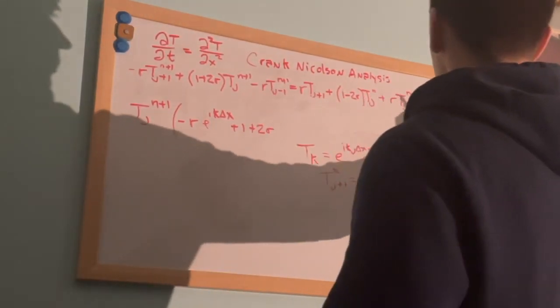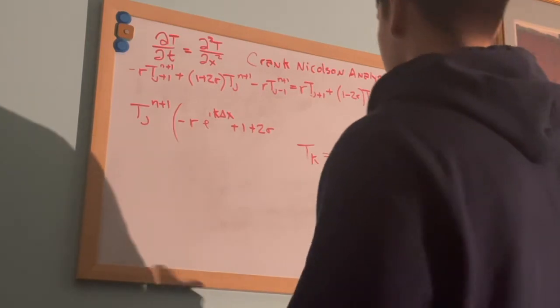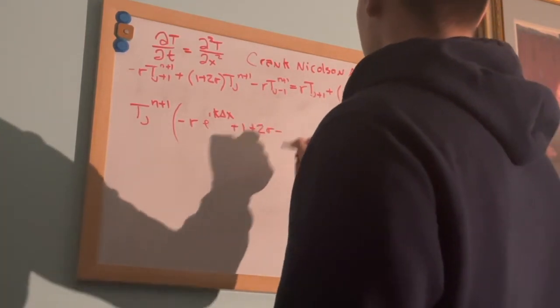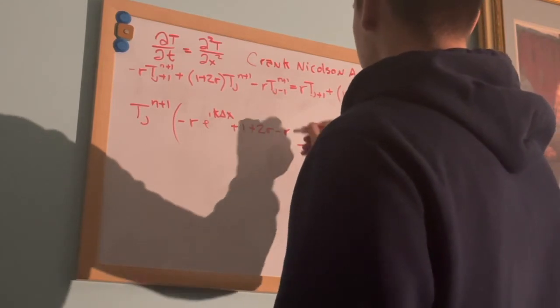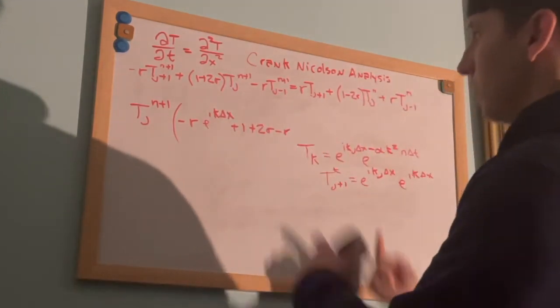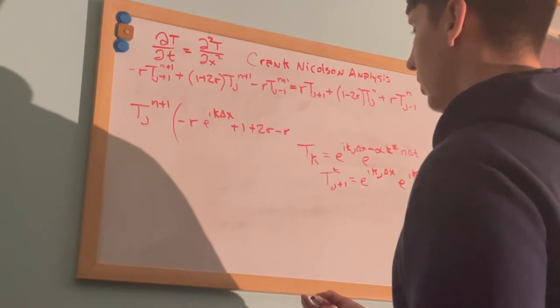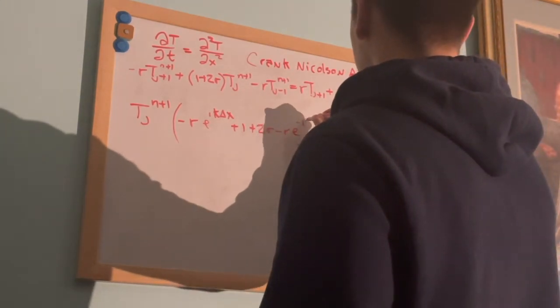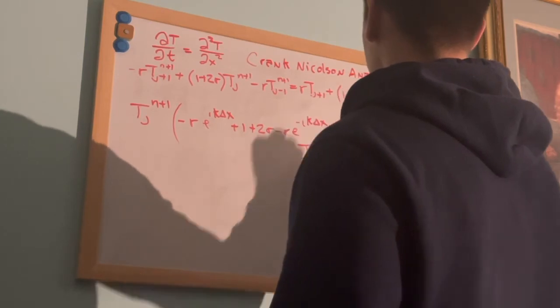Get this out of the way too. I have a tiny board here, not as much to work with. And then we would do the same thing for the last term, and then it would be minus r, and then since it's behind the position now, we'd have e to the negative i k delta x.